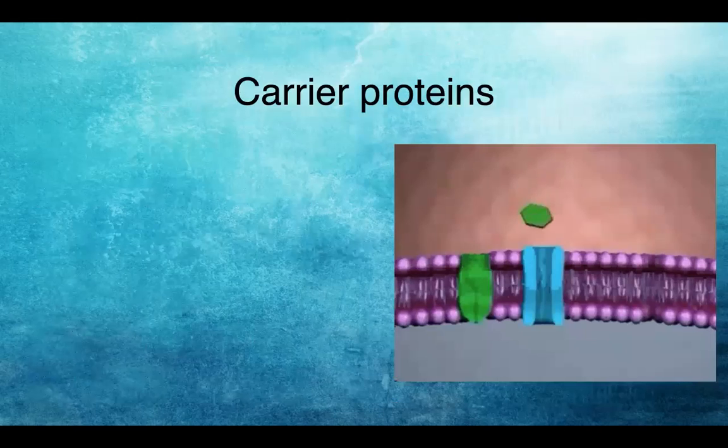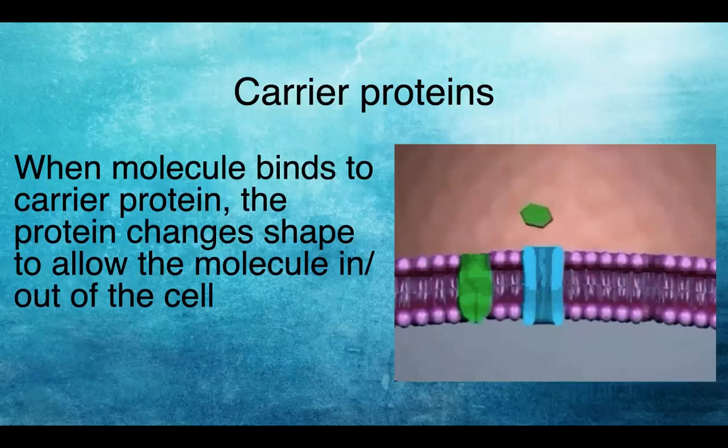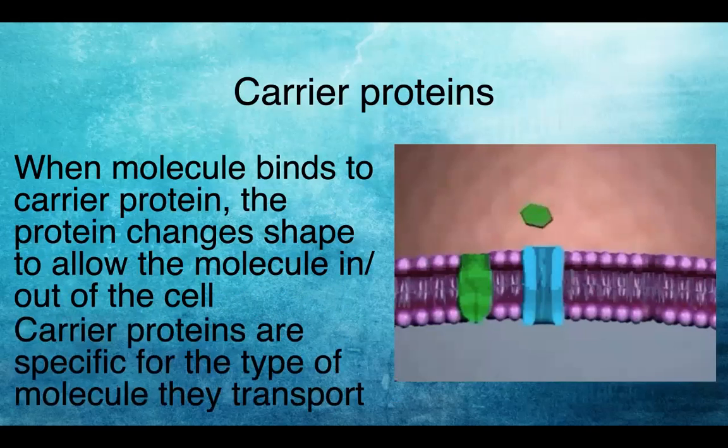So what you're going to see in the animation is a molecule of glucose that is going to go through a carrier protein. When the molecule binds to the carrier protein, the protein will change shape and allow the molecule in or out of the cell.